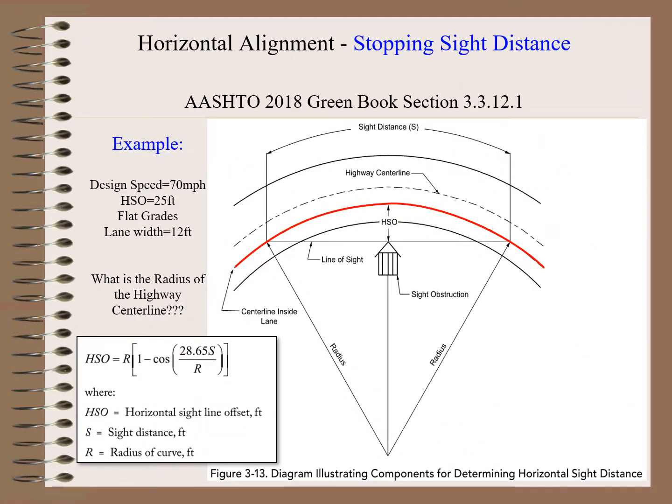Next, we have an example of horizontal sight distance. In this example, we're going to try to calculate the radius of the highway center line. We have a design speed of 70 miles per hour. Our HSO is 25 feet. That is the offset from the obstruction to the center line of the inside lane. We also have flat grades and a lane width of 12 feet.